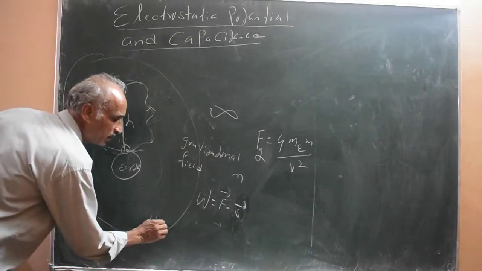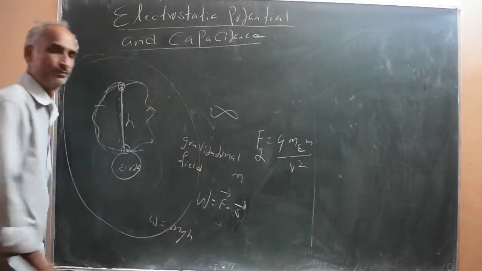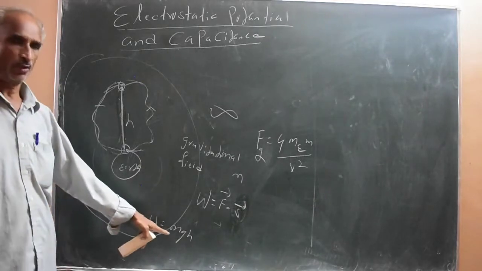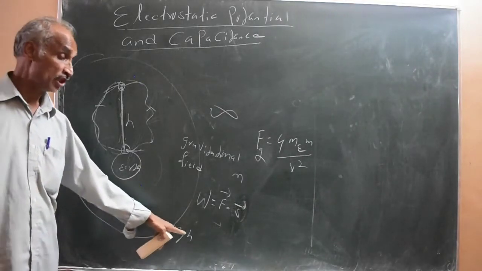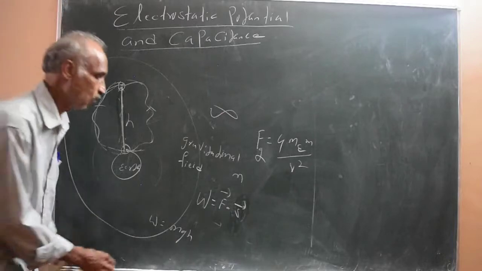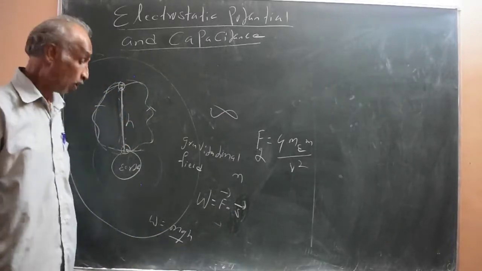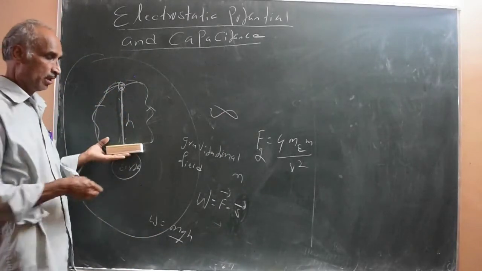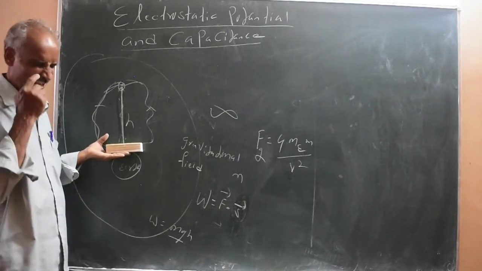The work done is equal to mgh. The formula from last time, this mgh. So work done is equal to force times displacement. The force is m into g. How much force have I applied? The question here is, if the body should not be accelerated.